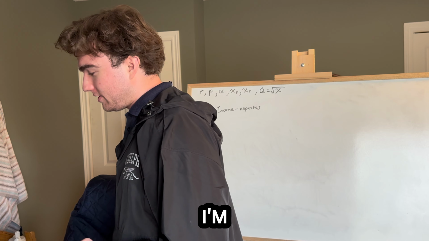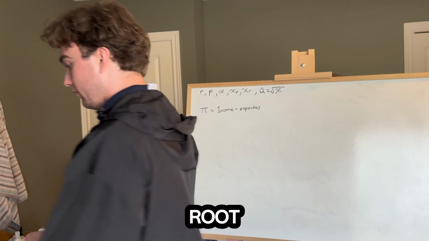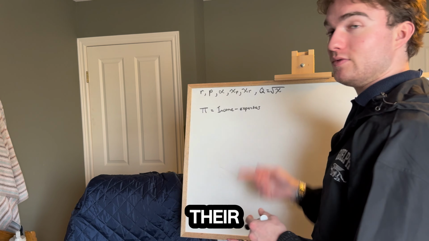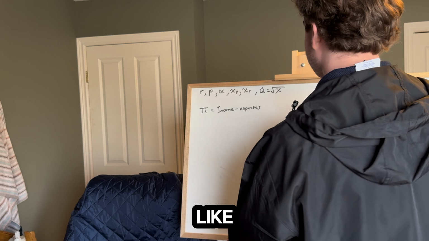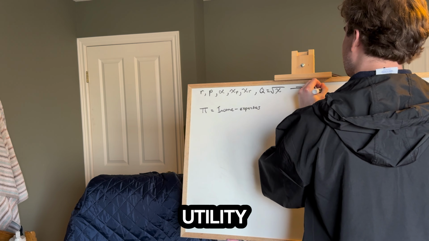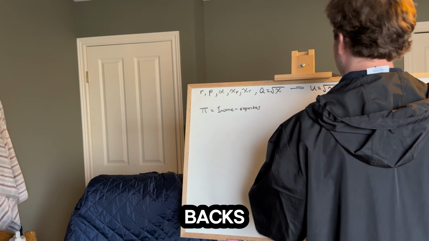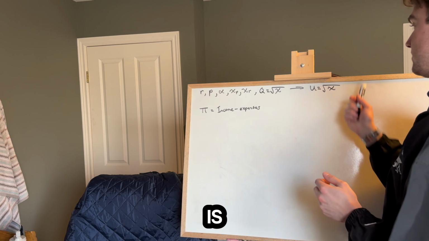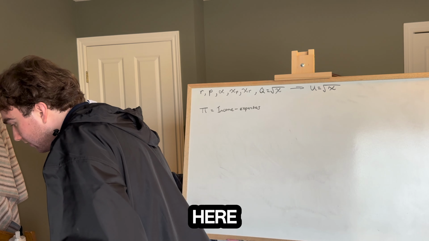But immediately I'm seeing Q equals the square root of X. This right here is their utility. So this would be akin to saying their utility equals square root of X. So this is their product, this is what they're getting, and this is their usage of it. So now I want to find what they're paying for here.